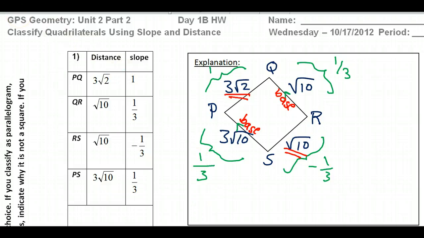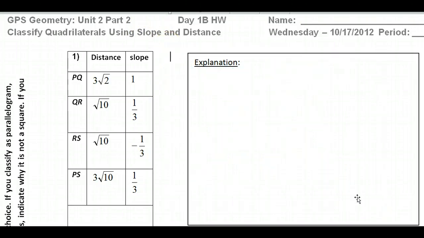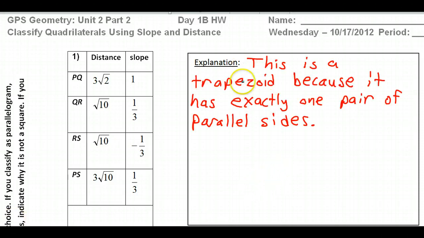Now, so here's what I need you to do. Because in this space, you're supposed to write an explanation. This is not here for us to draw a diagram. Okay, so it's time to do our explanation. We have decided that this is a trapezoid, so just write this down. So here's my explanation. This is a trapezoid because it has exactly one pair of parallel sides.